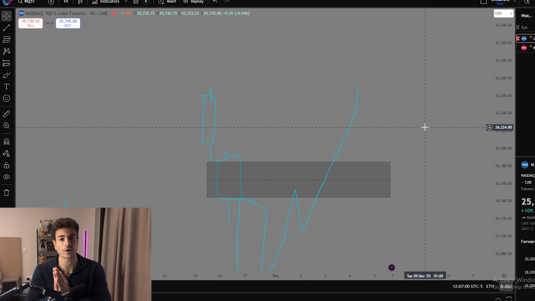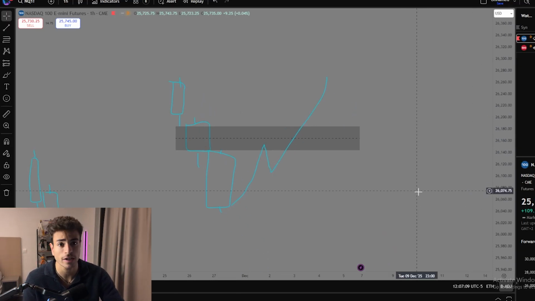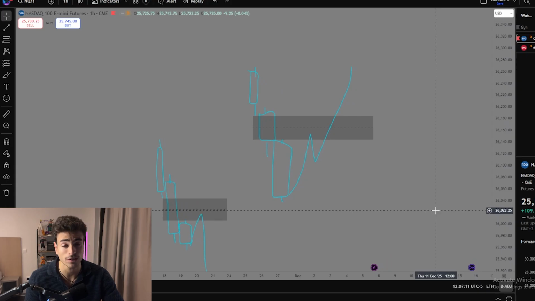So when you pair it with, for example, a liquidity sweep, and then price instantly inverses a fair value gap, that's a textbook entry, in my opinion. It's very, very high probability that it will play out in your favor.